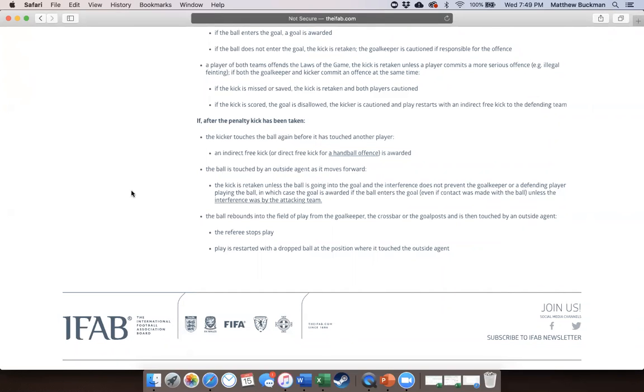If the interference was by the attacking team, meaning if it's an attacking team's coach that runs onto the field, or Johnny's mom, and Johnny's the shooter, and the ball is going to go wide, so Johnny's mom pokes her foot in there and kicks the ball in the goal. If that happens, then we're going to stop and we're going to retake the kick.